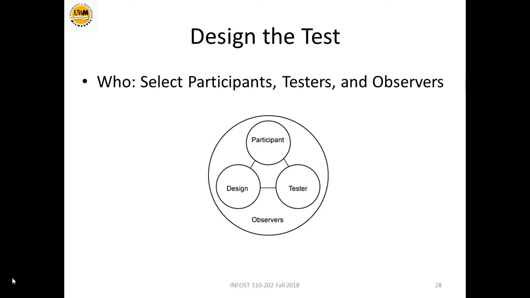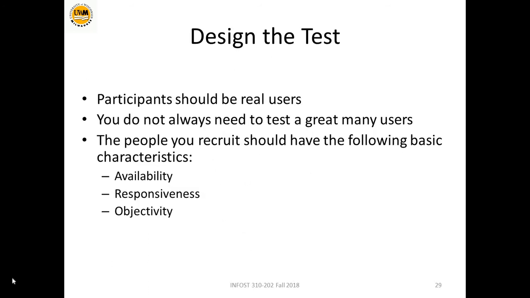The who: we need to select the participants, we need to select the testers, and the observers. The participants should be real users of the system. We need not use many users, but we need to have diversity. The users should cover all aspects of the system functionalities.